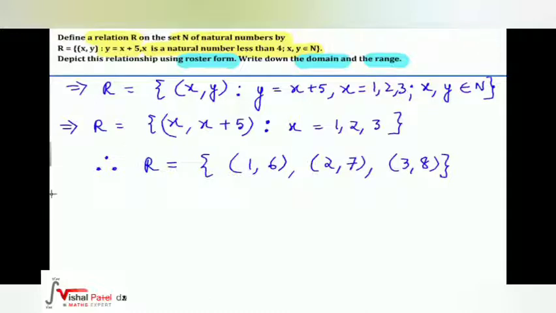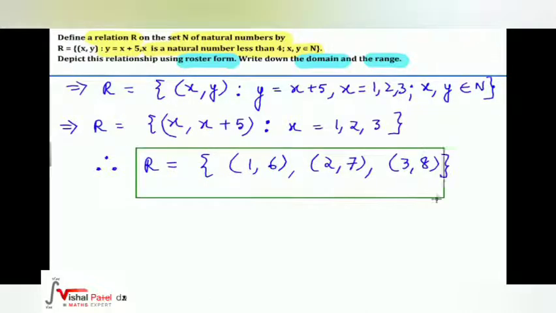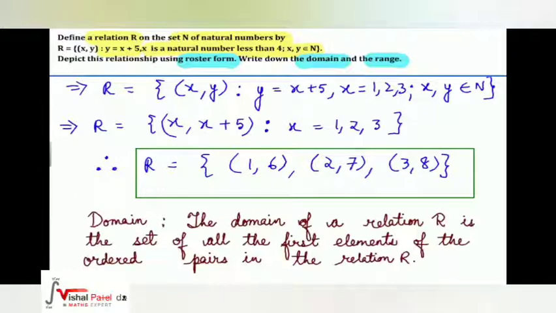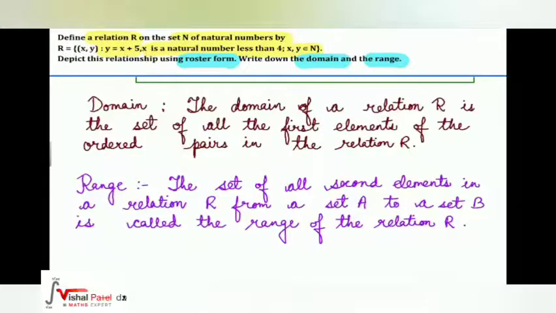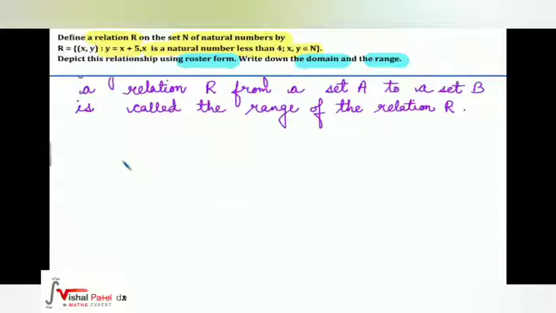So in this question, only 3 possible relations are defined, right? 1, 6, 2, 7 and 3, 8. Now find its domain and range. So recall the definition of the domain. The domain of a relation R is the set of all the first elements of the ordered pairs in the relation R, and the range is the set of all second elements in a relation R from a set A to set B, is called the range of the relation R.